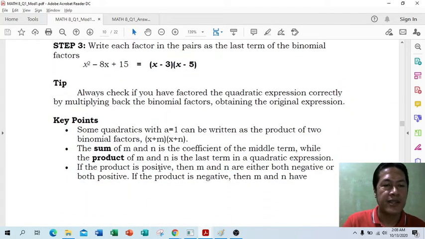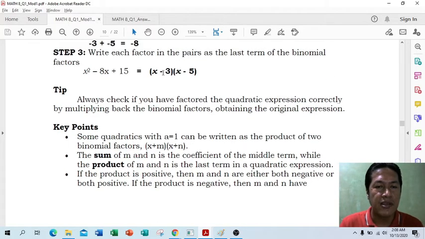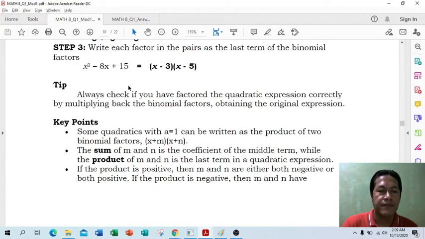Alright. Tip: always check if you have factored the quadratic expression correctly by multiplying back the binomial factors, obtaining the original expression. To check, multiply them using the FOIL method. x times x is x squared. Negative 3 times negative 5 is positive 15. Negative 3 times x is negative 3x, x times negative 5 is negative 5x, so negative 3x and negative 5x give negative 8x. Okay?